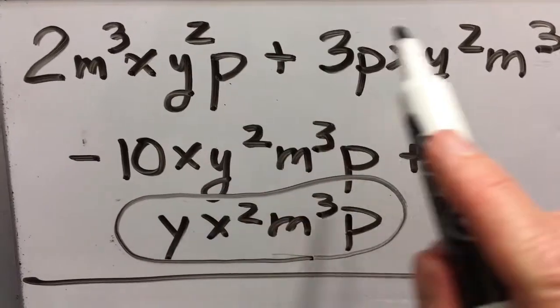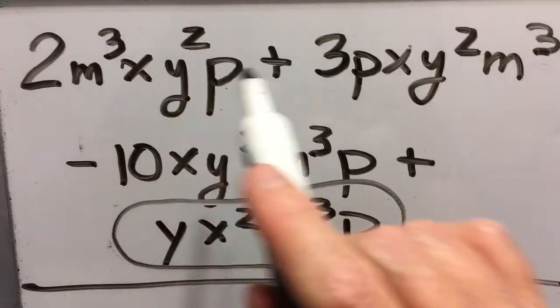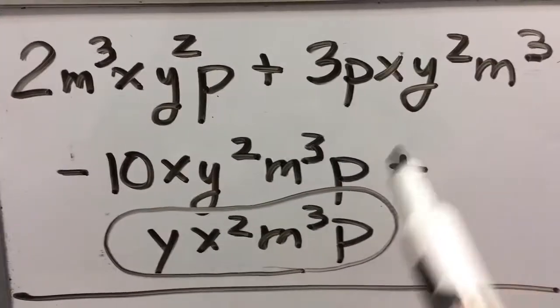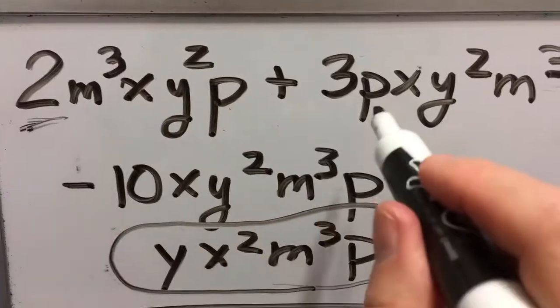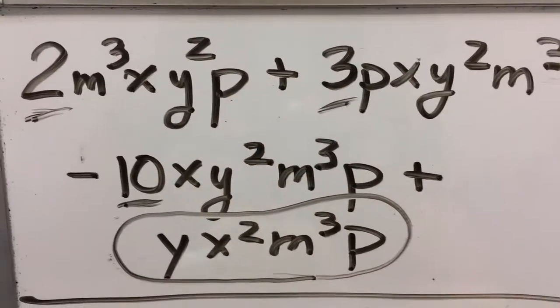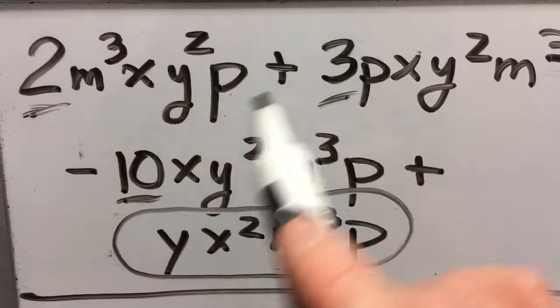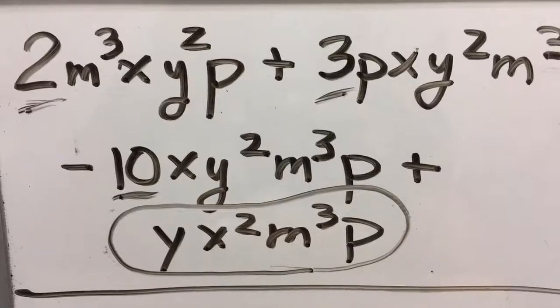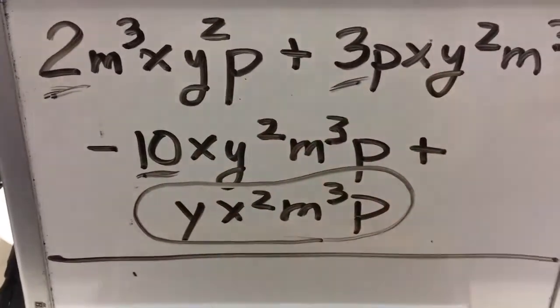So now that we've decided that all of these have the same terms raised to the same exponents, we're just going to look at this first. This is called the coefficient on the front. We're going to look at the coefficient of each one and do our math with those. So we have a 2 plus a 3 minus a 10 is a negative 5. So down here I'm going to write negative 5.